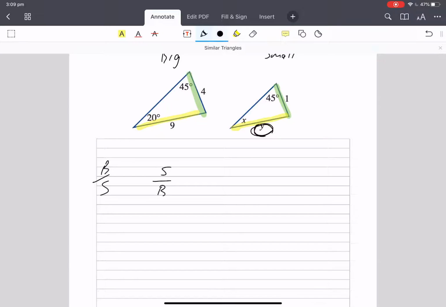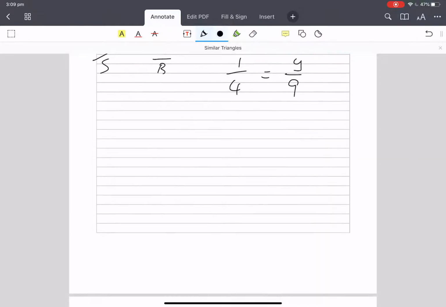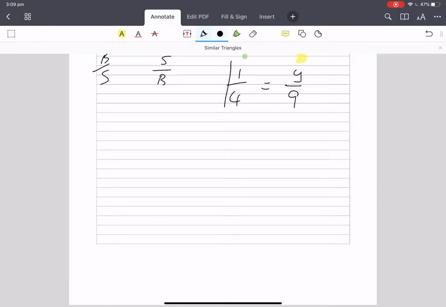So I need the ratio of the yellow and the ratio of the green to be the same. So here the green is small on big and the yellow is going to be y on 9. So the ratio of yellow on yellow is the same as green on green. And once we get that started, all we've got is this equation, and we're solving for y.